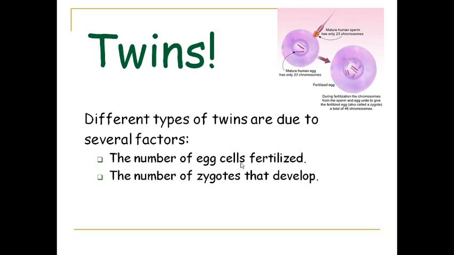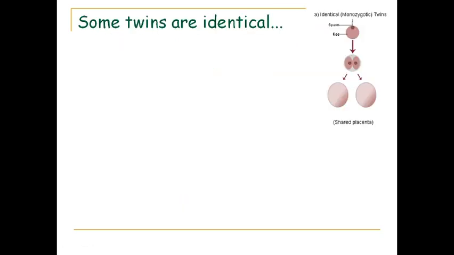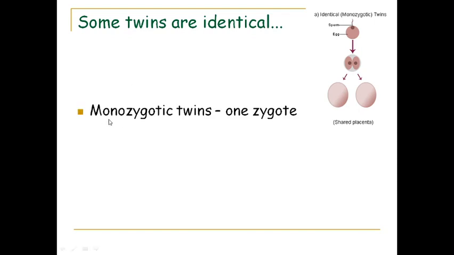Okay, so these two factors are going to dictate the type of twin that you either are or that we're going to be talking about. And remember, the zygote is the fertilized egg, the cell that results from fertilization. So some twins are identical. These are known as our monozygotic twins. Mono meaning one, so one zygote. All right, these are our identical twins.